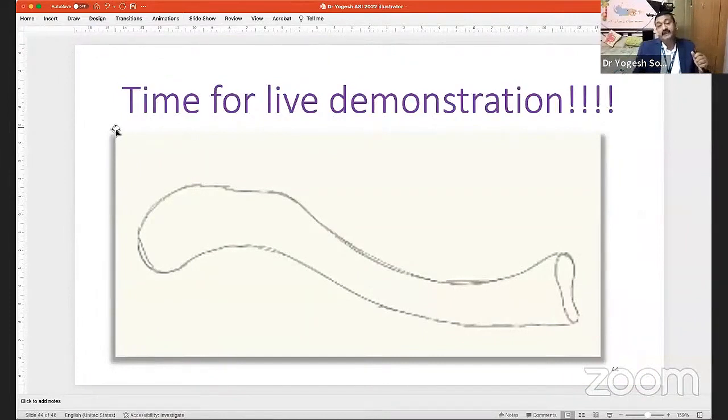Now this is the time for the live demonstration. See how I am drawing any illustration. Before drawing the illustration, I will try to see that same picture or same bone in reality. Then I will try to draw a simple line diagram using paper and pencil. This paper and pencil drawn image, I will capture with the mobile phone and import into the computer. So the first step is to draw the line diagram illustration and then import it in the software.